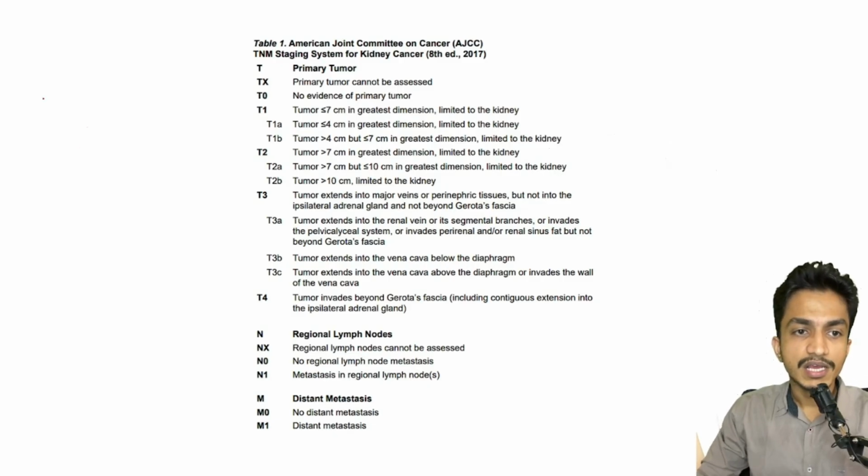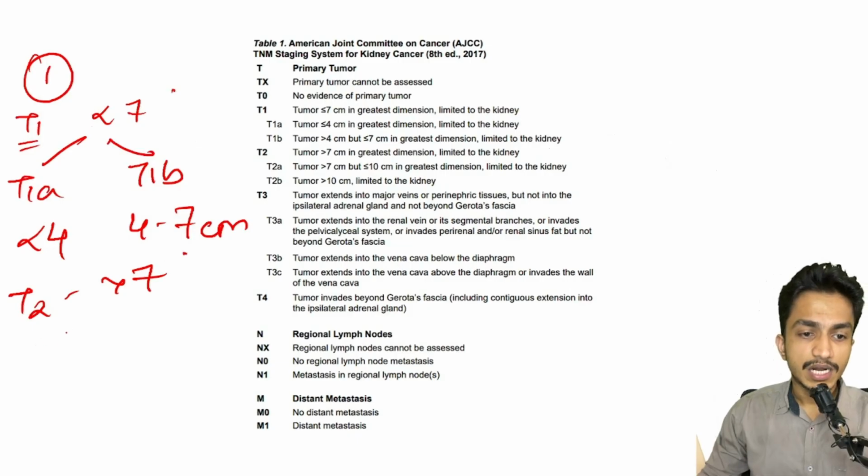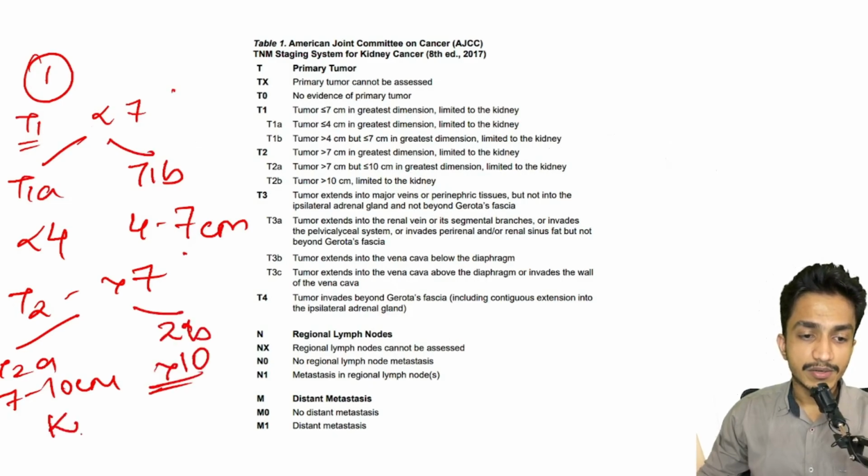It starts with T1, that is less than 7 centimeters, divided into T1A and T1B, that is, if it is less than 4 centimeters or between 4 to 7 centimeters. Then T2 is greater than 7 centimeters. If it is between 7 to 10 centimeters, it is T2A. If it is greater than 10 but limited to the kidney, it is T2B.